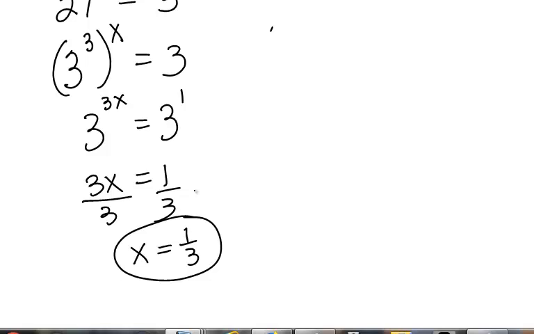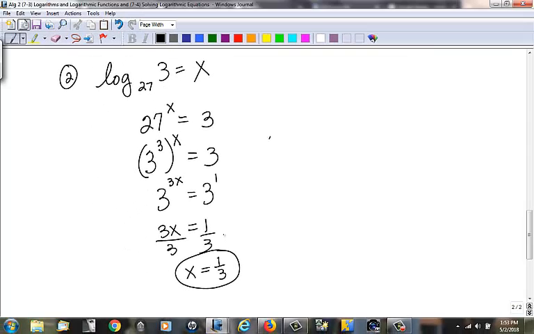Okay, questions on that one? Okay. 27 would be 3 cubed. Raise a power to a power would be 3 to the 3x equals 3 to the first. Set the exponents equal. Okay.